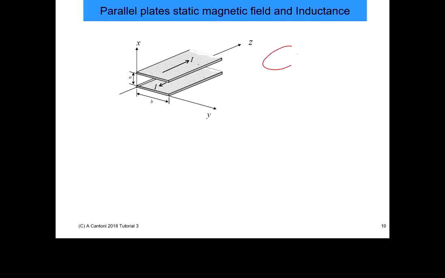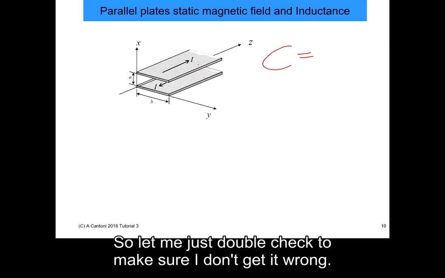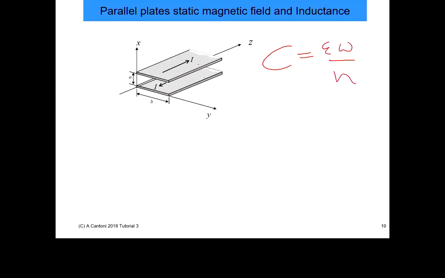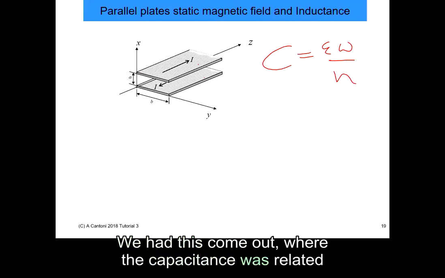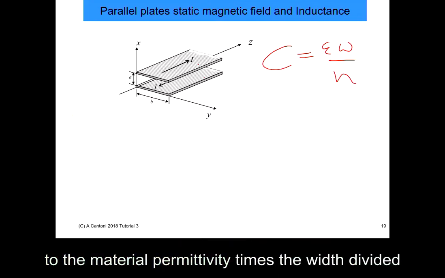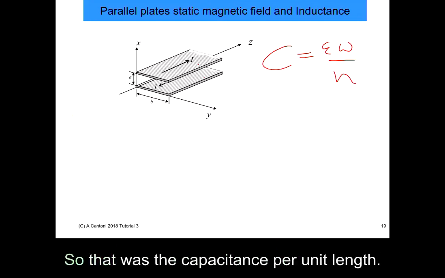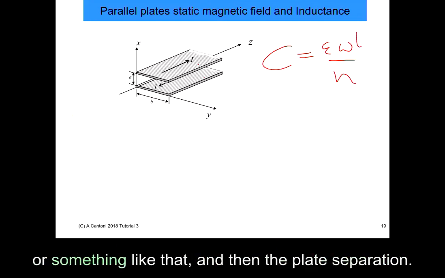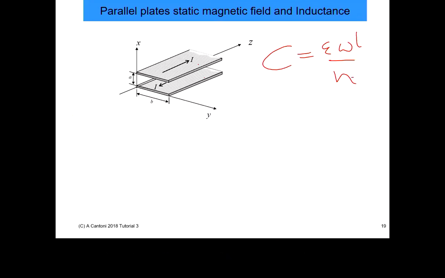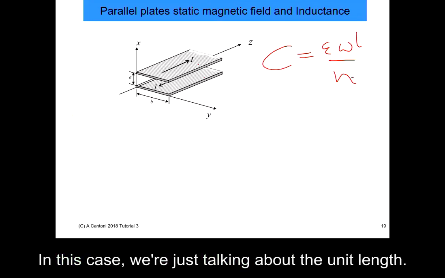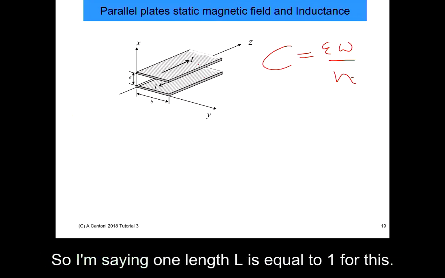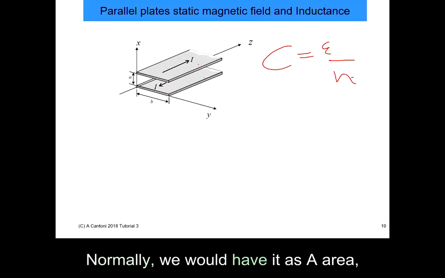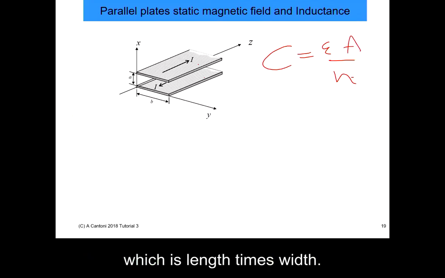And that was equal to, I'm going to be testing my memory now, so let me just double check to make sure I don't get it wrong. Right, we had this come out, where the capacitance was related to the material permittivity times the width divided by the height. So that was the capacitance per unit length, right? I think it was normally width times length or something like that, and then the plate separation. In this case, we're just talking about the unit length, so I'm saying 1 length, L is equal to 1 for this. I think normally we would have it as A, right, area, which is length times width.